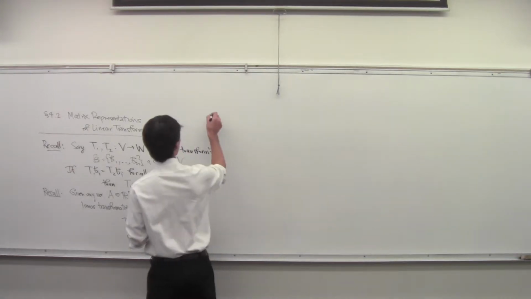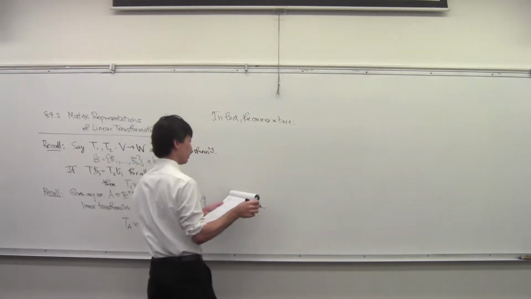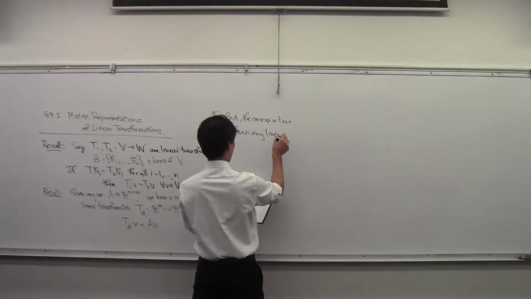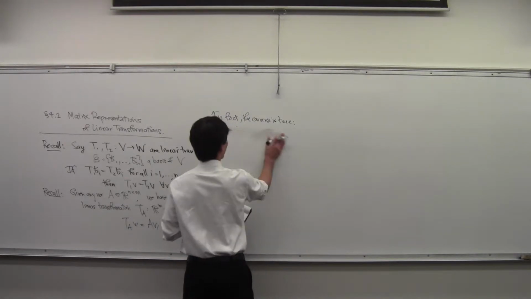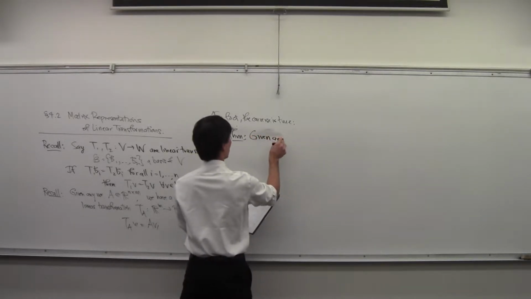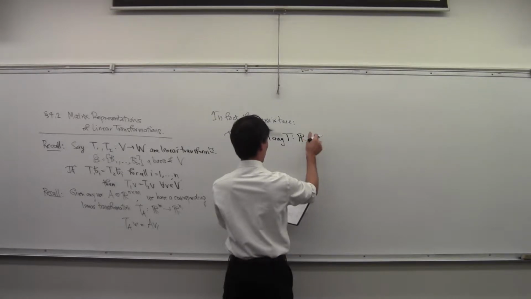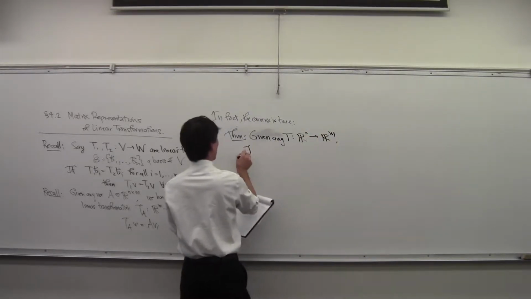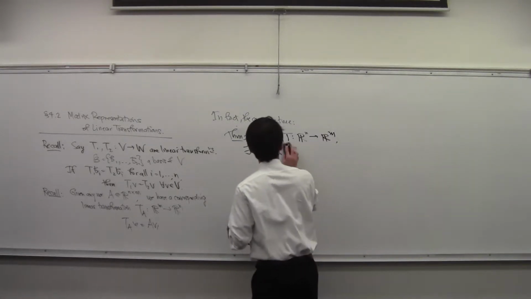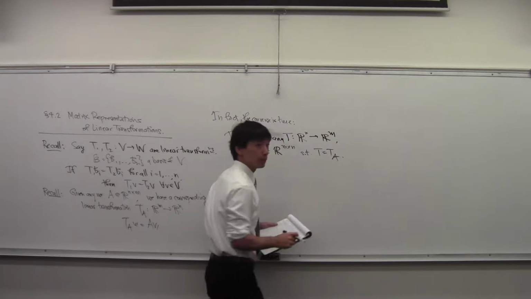In fact, the converse is true. Theorem: given any linear transformation T from R^n to R^m, there exists a matrix A in R^(m×n) such that T is left multiplication by that matrix.